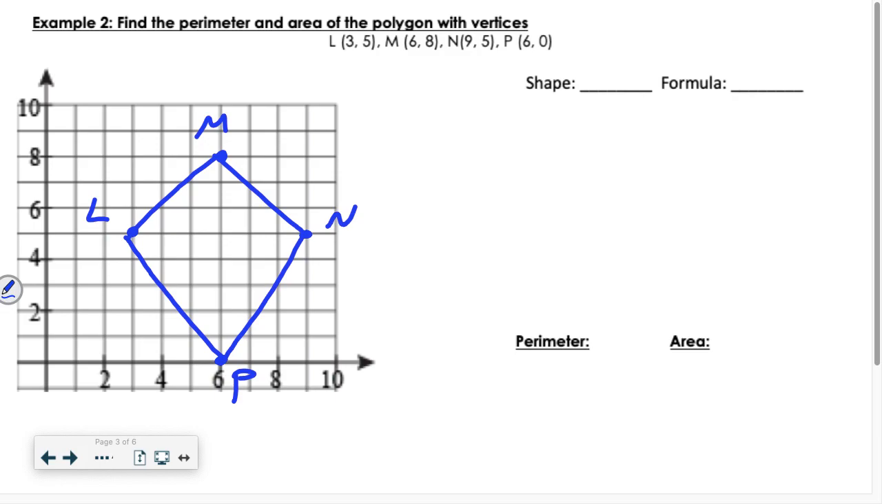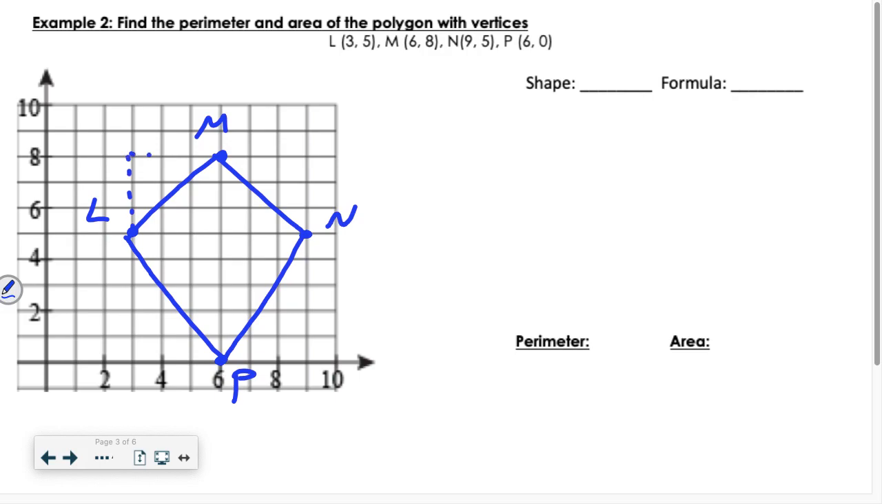So, when I look at the shape, I would probably lean towards kite. However, we don't want to assume that. To be a kite, you remember, it has to have 2 pairs of congruent sides, but not opposite sides are congruent. So we need consecutive sides that are, or adjacent sides that are congruent here. So to make this a little bit easier, we're going to find the length of all 4 sides. We're going to start with that.